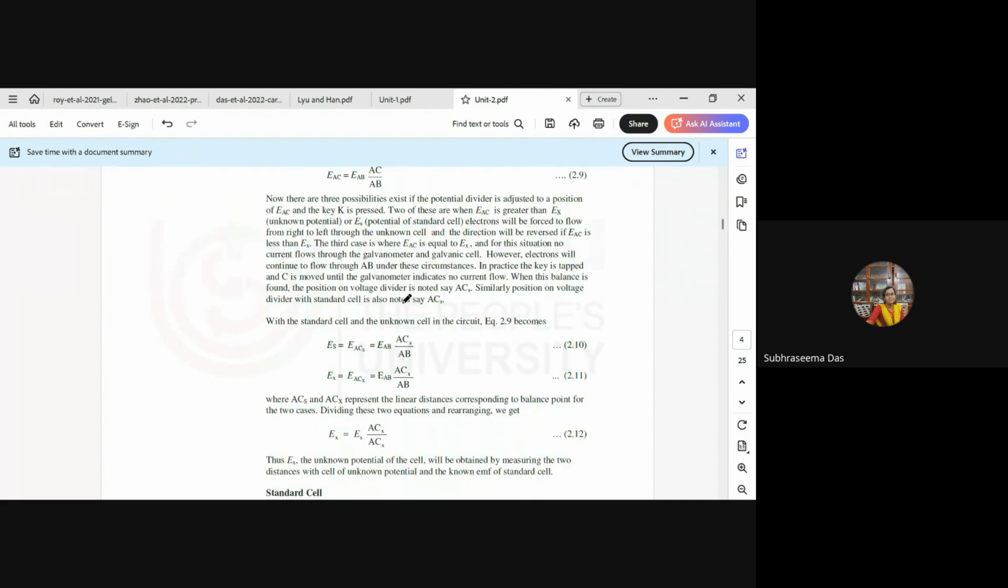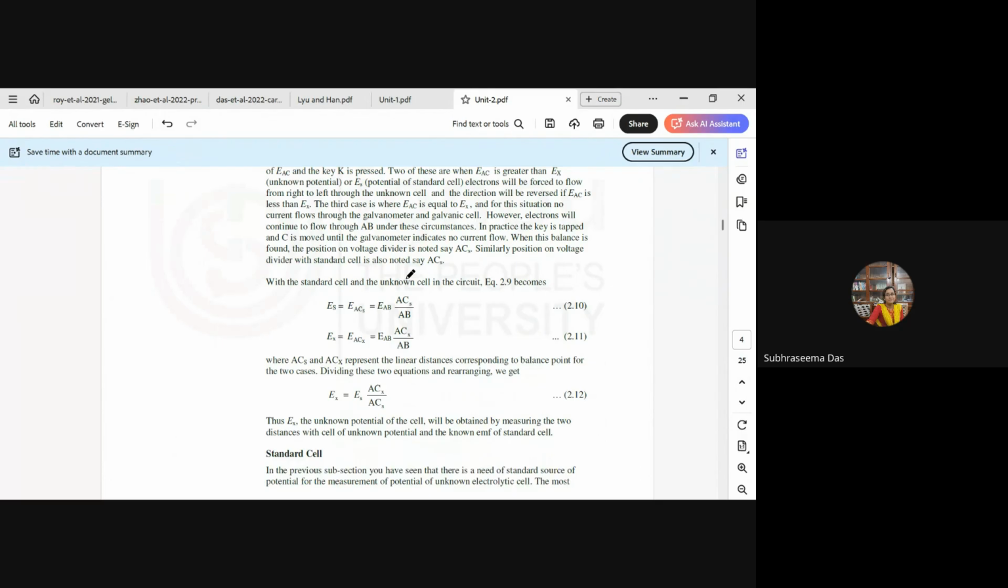In general, in practice, the key is tapped and C is moved until no current flows. So with the standard cell and unknown cell in the circuit, we can write E_X, that is the unknown potential, as E_ACX, that is E of AB, into the length of ACX by AB. By arranging the above equation, we can write the unknown potential of the cell as equal to E_S into ACX by ACS. This is how we can calculate the unknown cell potential.